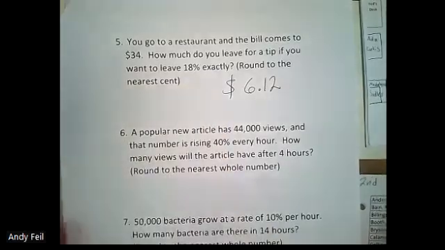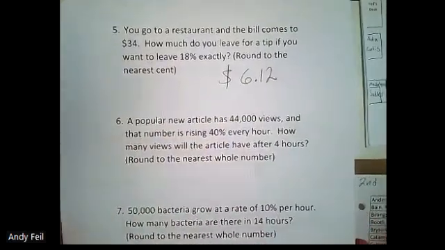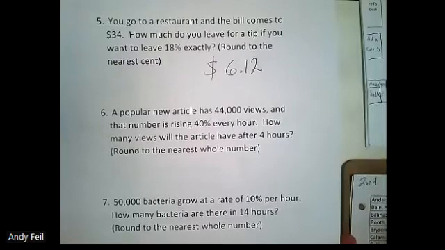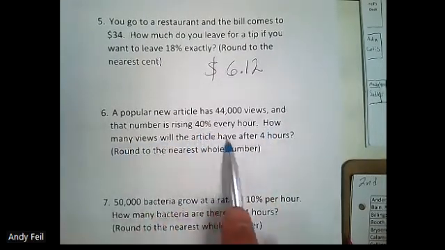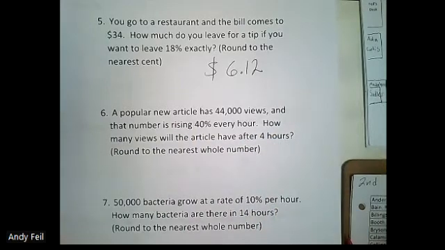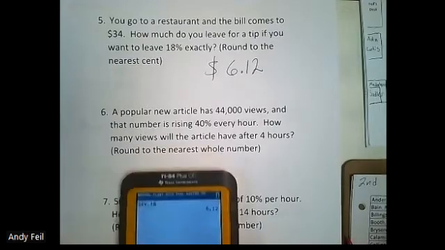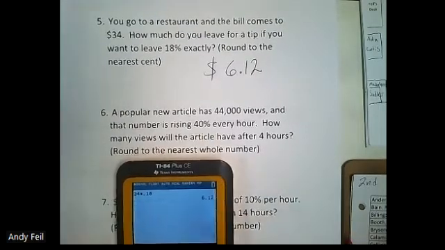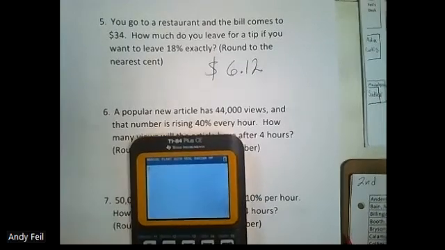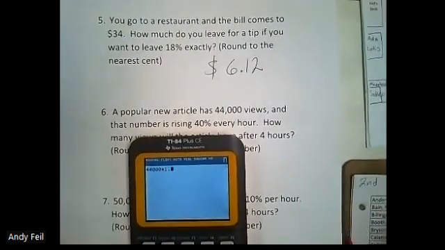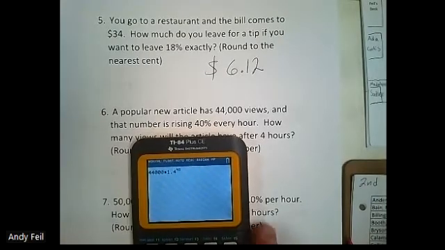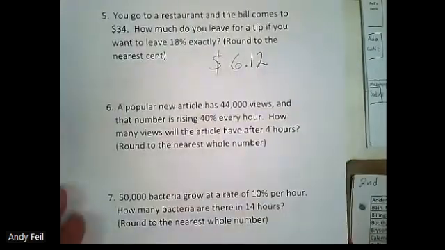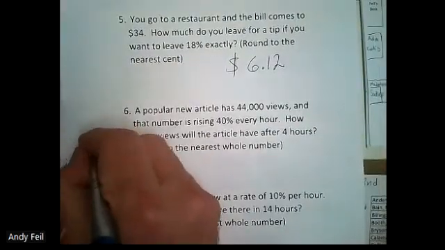All right. A popular new article has 44,000 views on Twitter or whatever. And the number is rising 40% per hour. How many views will the article have after 4 hours? Okay, total or not total? Total. So up or down? Up. So what am I multiplying my 44,000 by? 1.4. Excellent, 1.4, raised to the 4th power. Where are you getting that from? 4 hours.